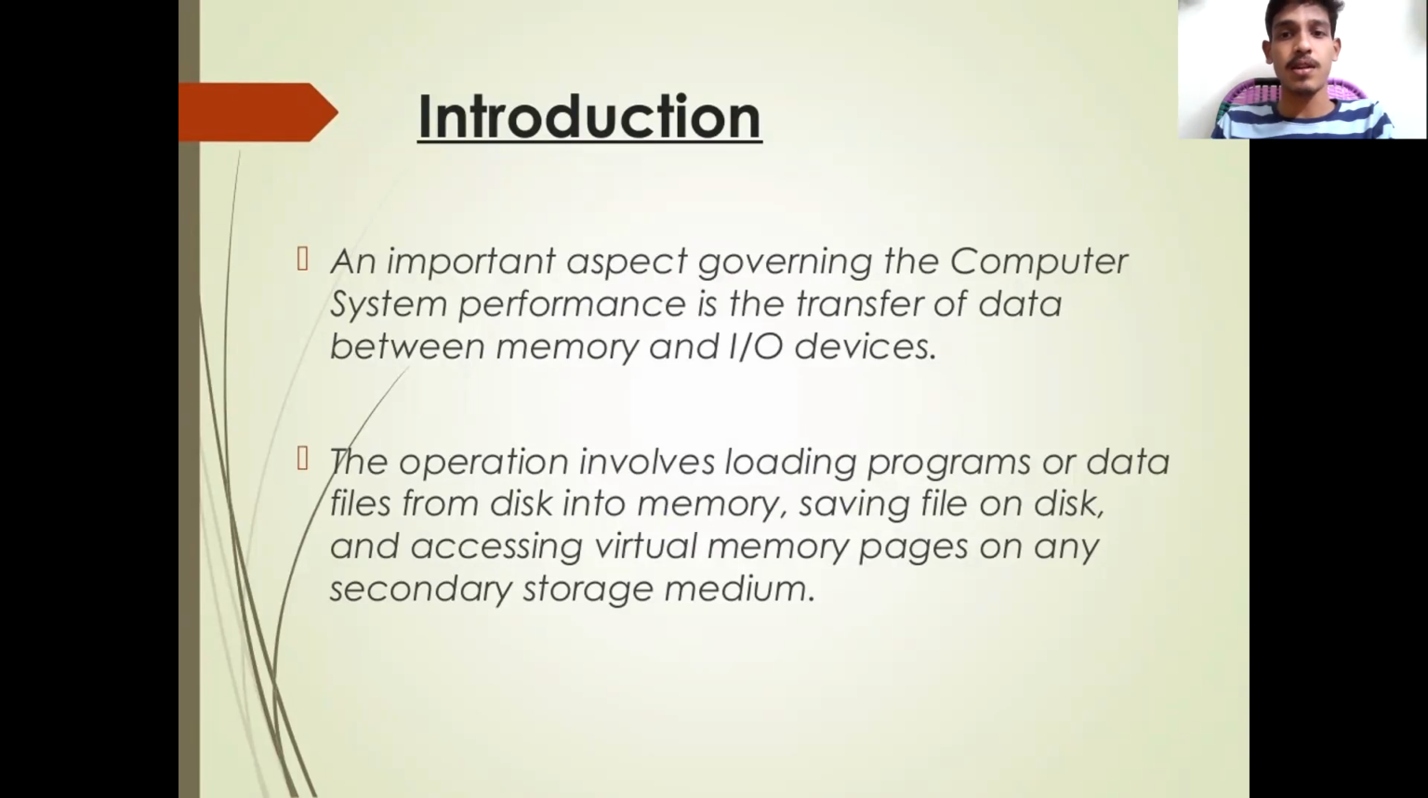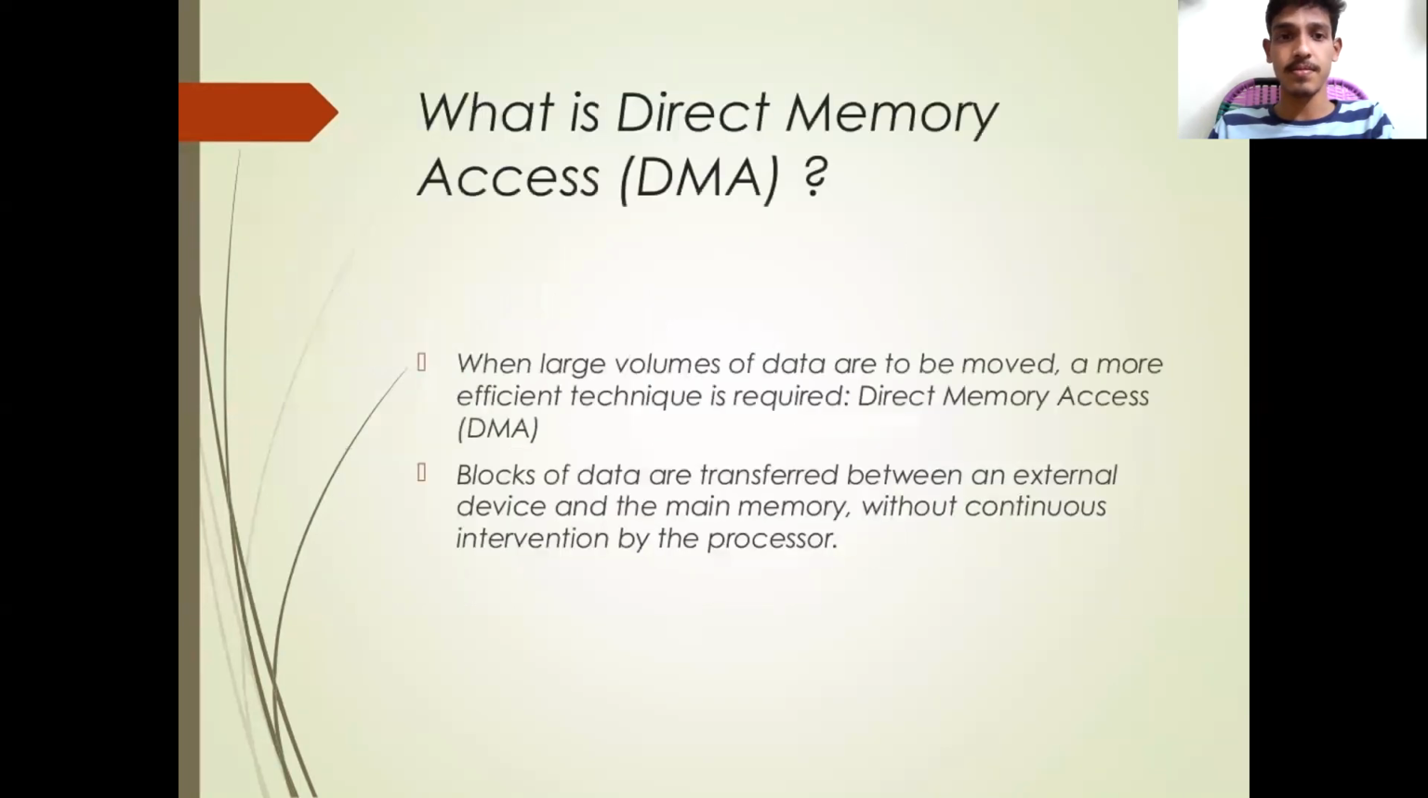An important aspect governing the computer system performance is the transfer of data between memory and IO devices. The operation involves loading programs or data files from disk into memory, saving files on disk, and accessing virtual memory pages on any secondary storage medium.